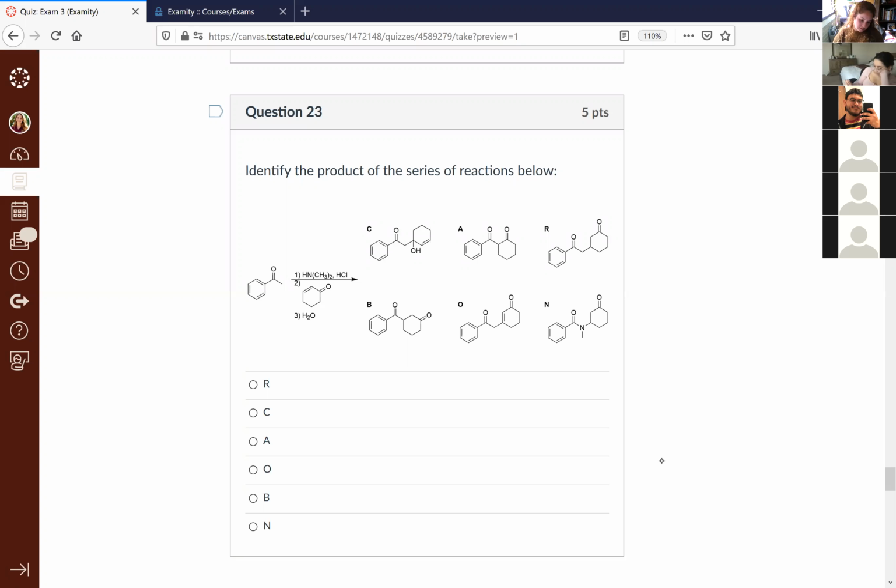So identify the product of this series of reactions below. Does anybody know what type of reaction we're setting up here? Some form of a Michael? Yeah, so this is going to be a Michael addition, and it's also combined with a Stork enamine synthesis. The first step has a secondary amine, dimethylamine, and we also have hydrochloric acid and a ketone. So we're starting off by making an enamine.